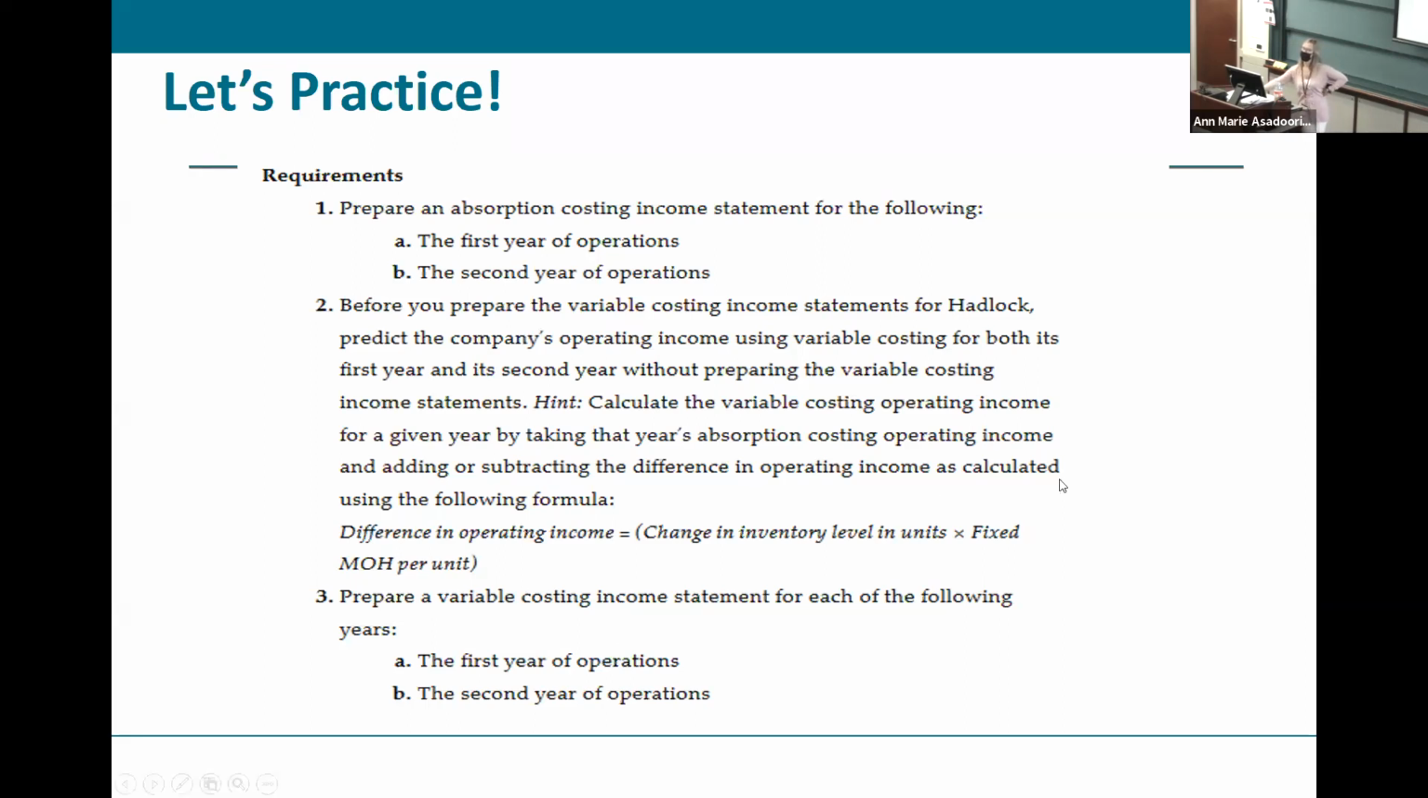Then we're going to do the same thing, preparing the income statement under absorption costing when we're selling more than what we're producing, predict what the net income is going to be. It should be higher under variable costing, and then prepare the variable costing income statement and see that the net income is what you predicted it to be.